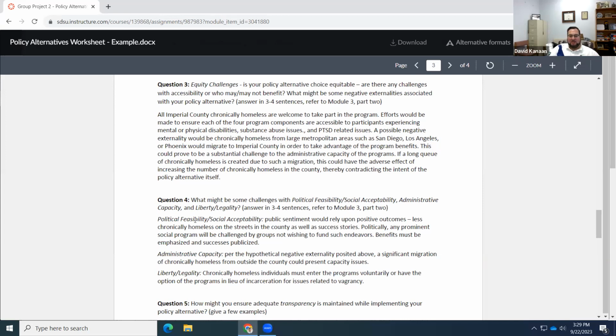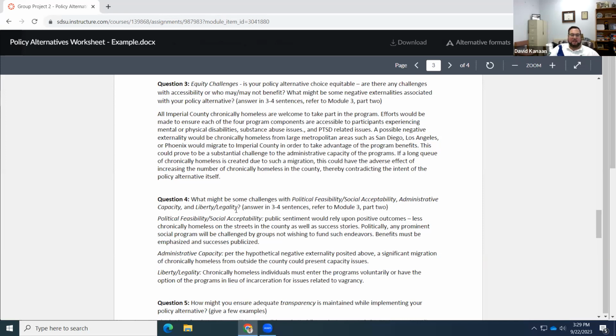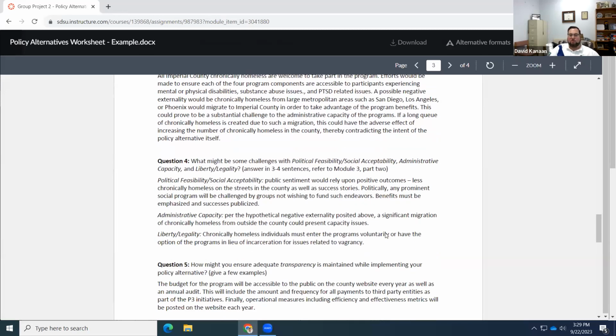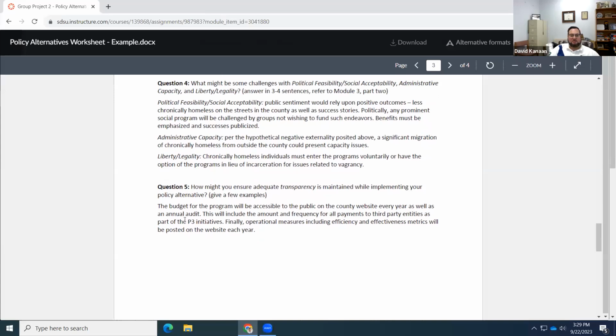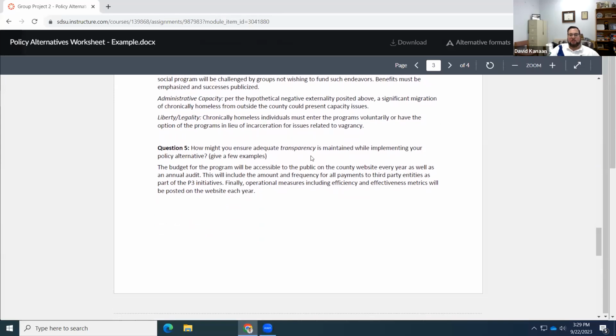Question 4, what might be some challenges? Political feasibility, social acceptability, administrative capacity, and liberty and legality. So there's lots of issues here. Read through what I put there. It'll give you an idea for yours as well, because you're going to have similar challenges with lots of different programs. And how you might ensure adequate transparency.